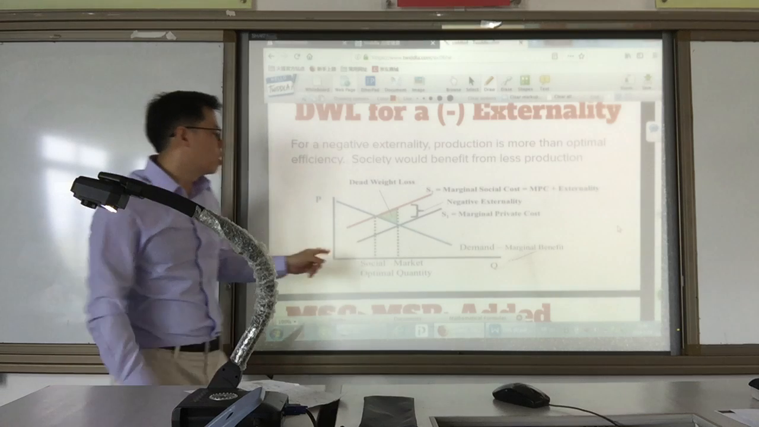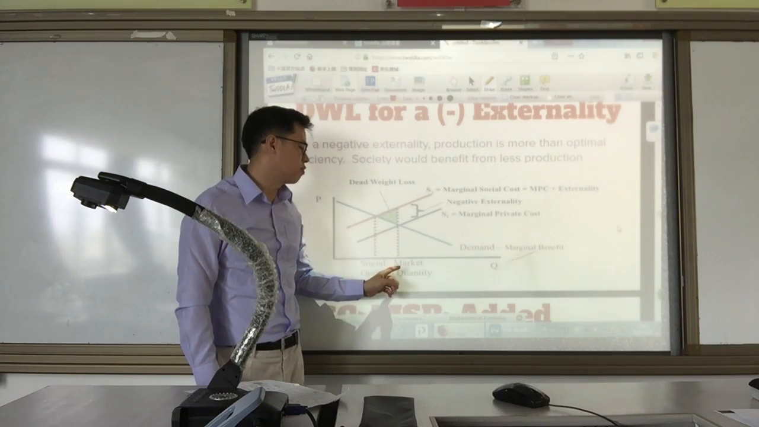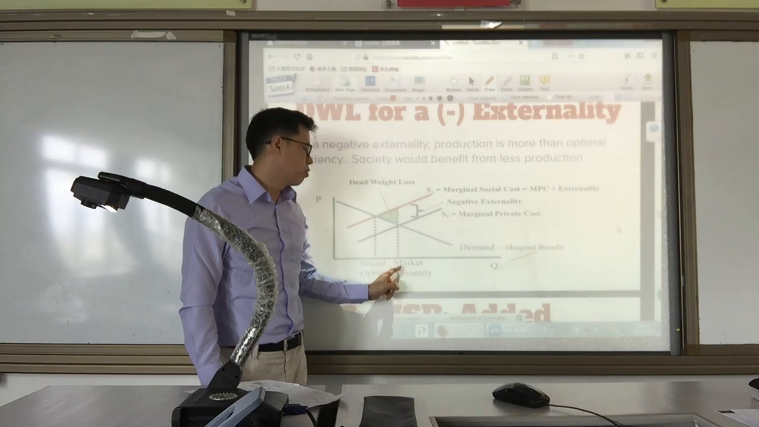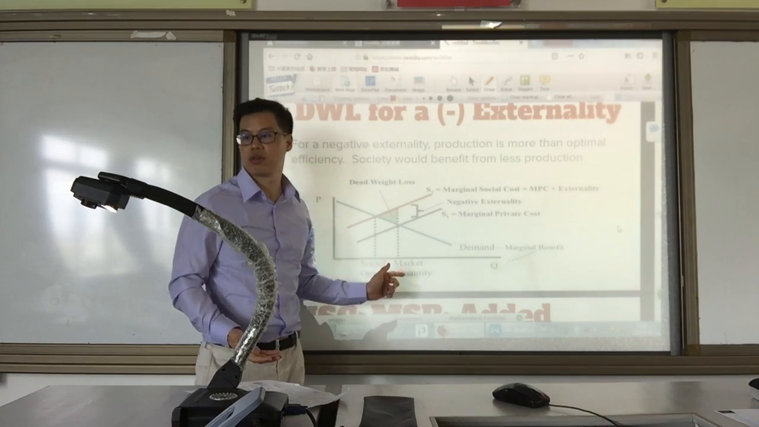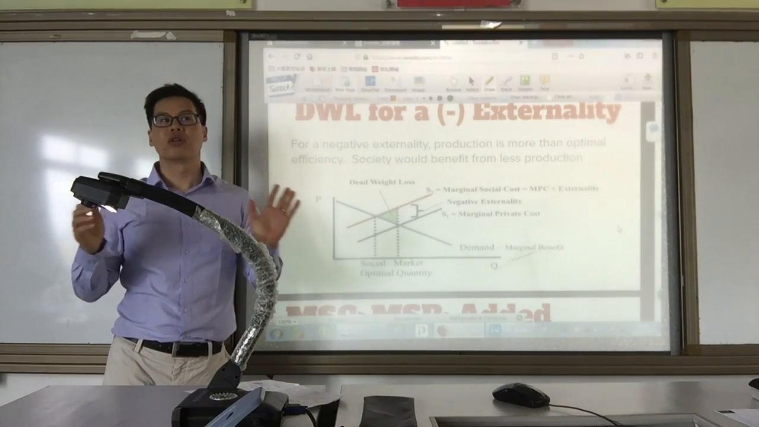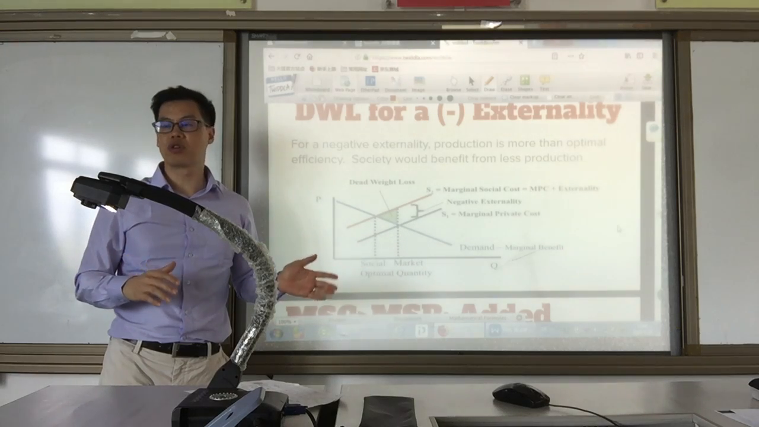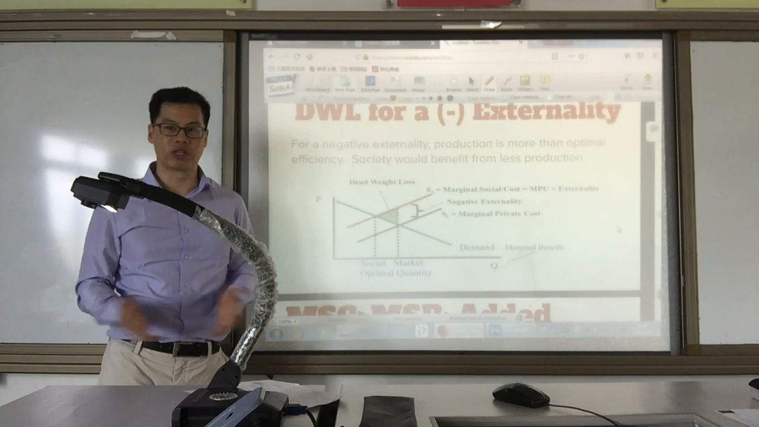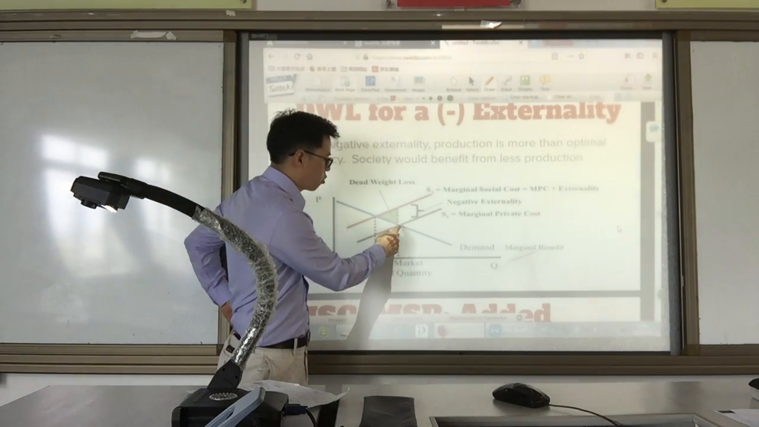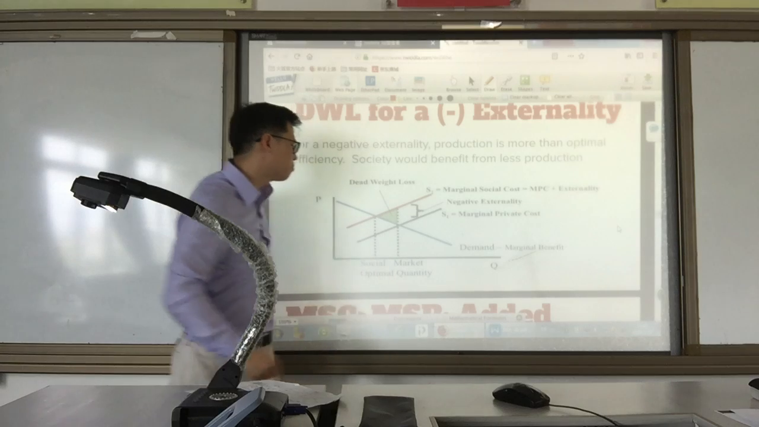All right, let's take a look at this in terms of the output. So market quantity over here represents the private, okay? That's where the pollution occurs, right? The private producer, the private consumer, they're only thinking about their own benefits. And so that creates an output of market quantity, right?